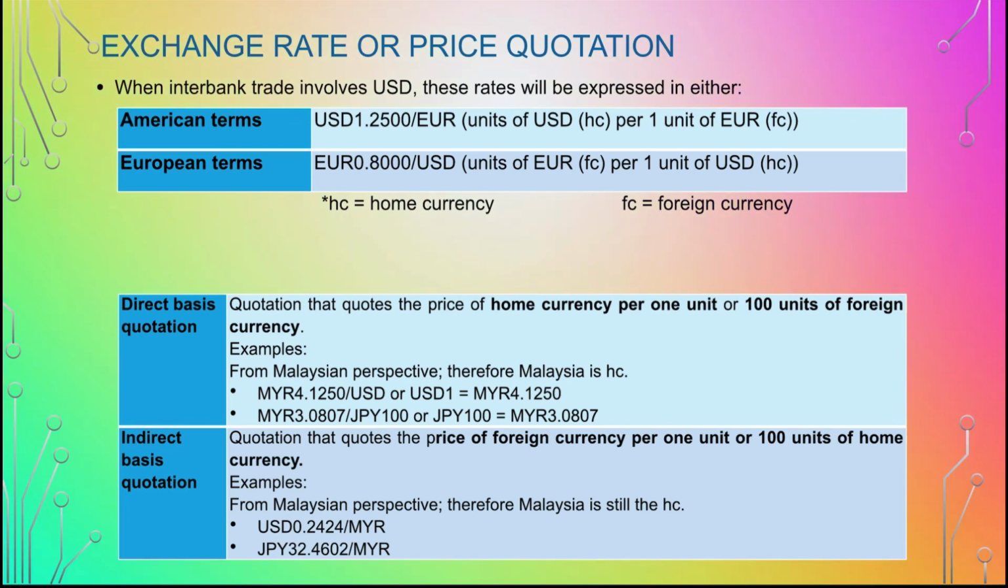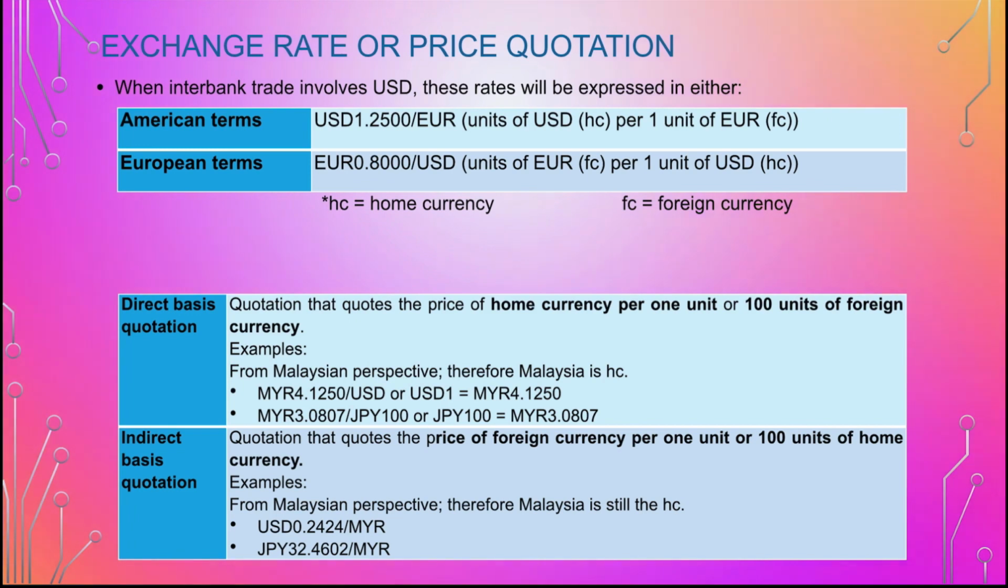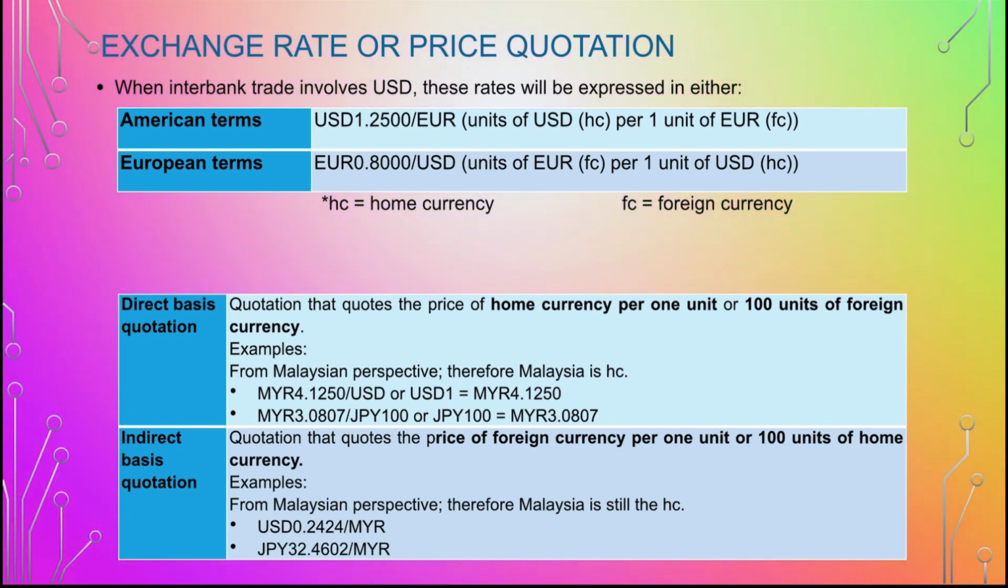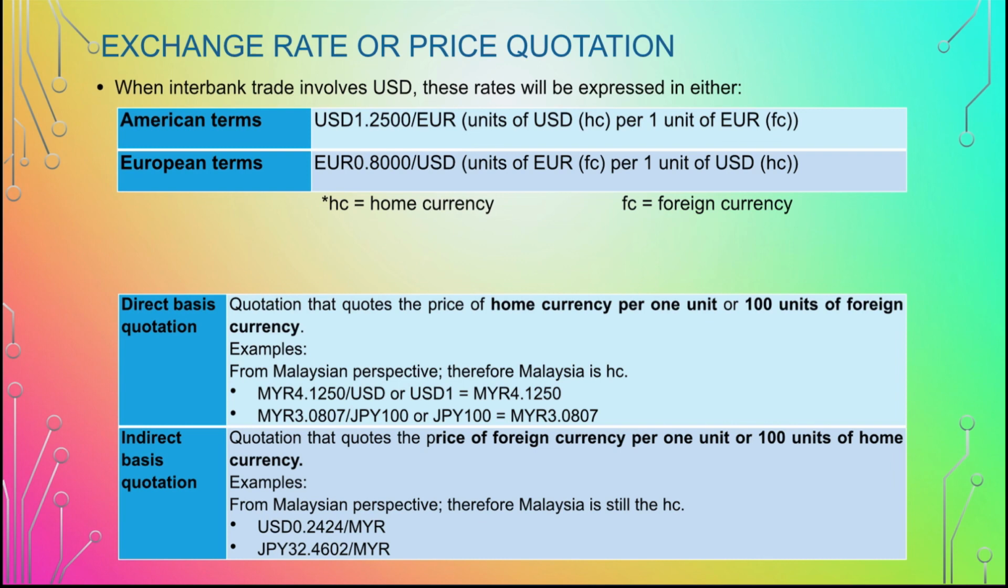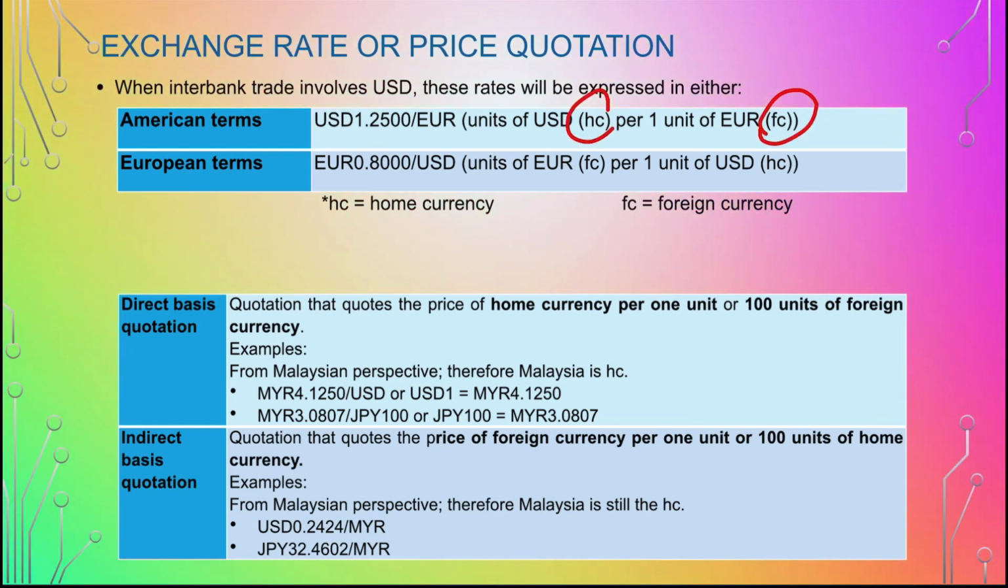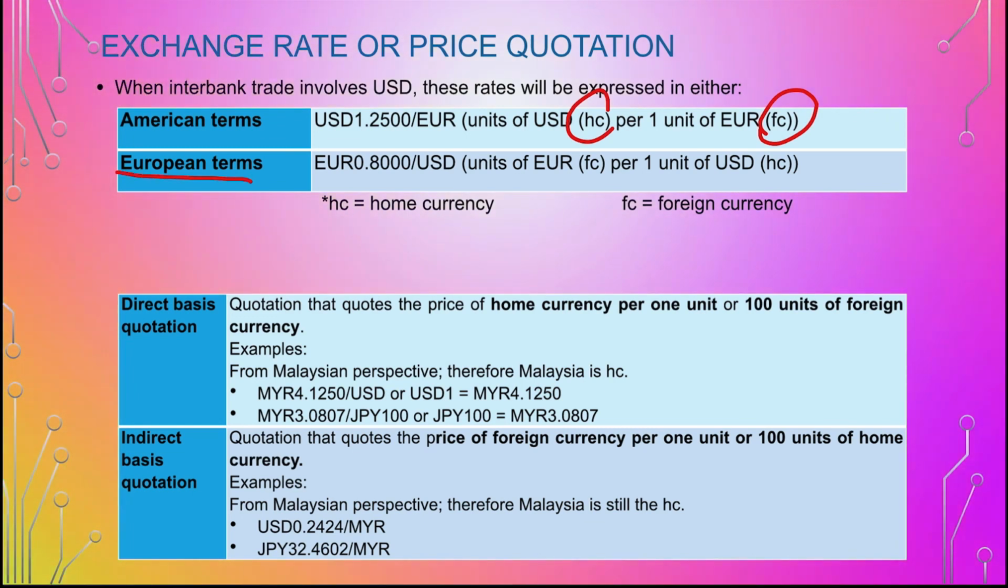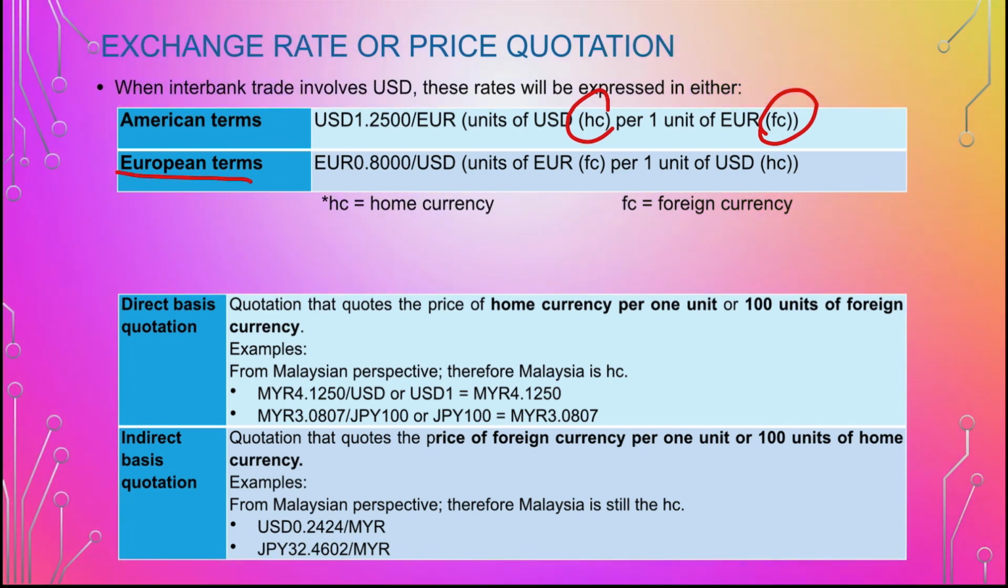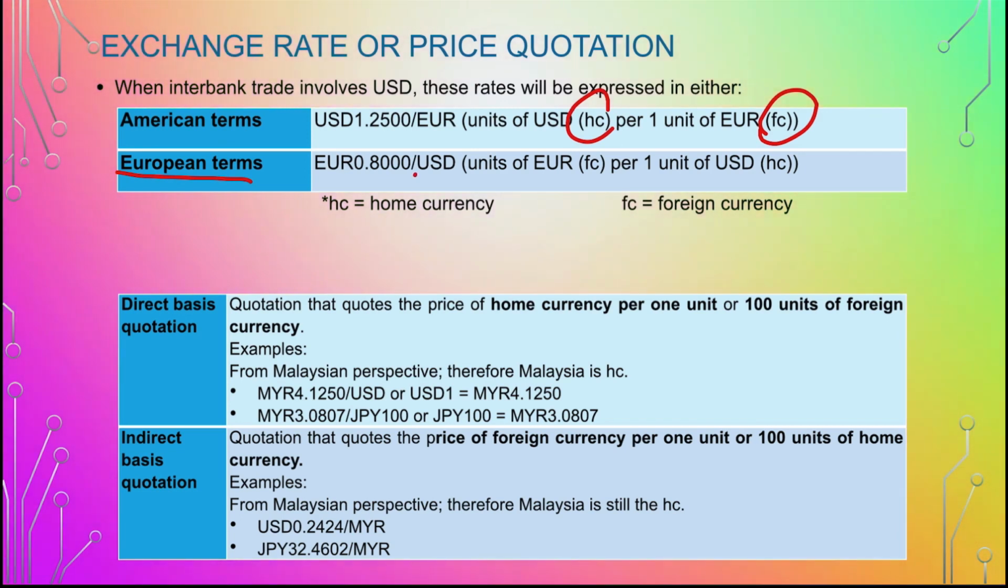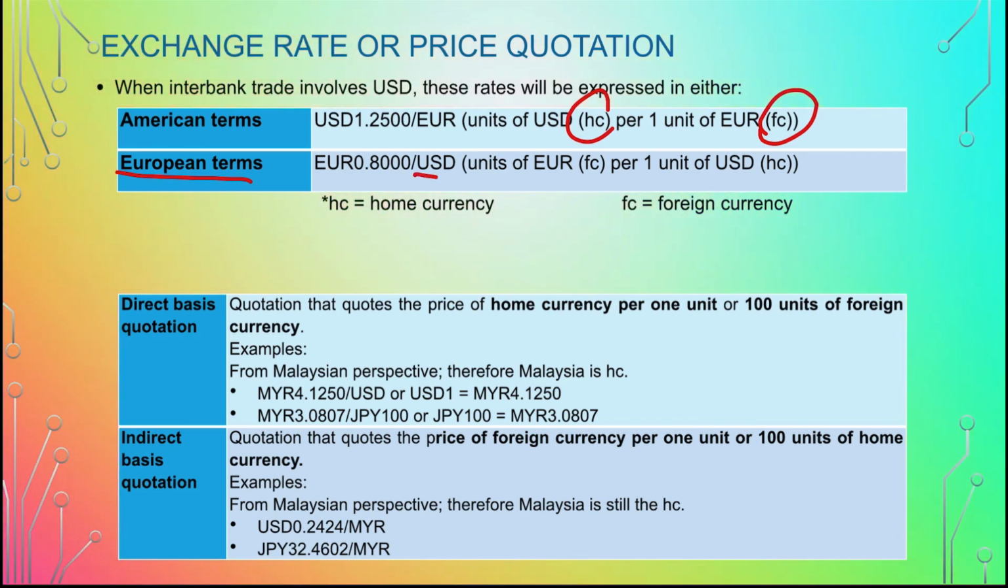So in American terms, we can say that US dollar 1.2500 per euro, meaning units of US dollar, home currency, per unit of euro, foreign currency. For European terms, it could be euro 0.8 per US dollar, meaning units of foreign currency per 1 unit of home currency.